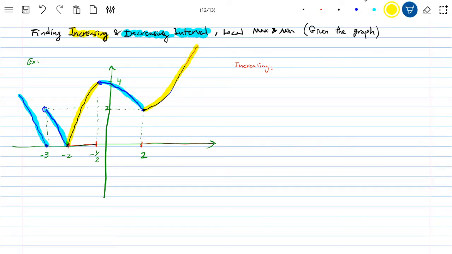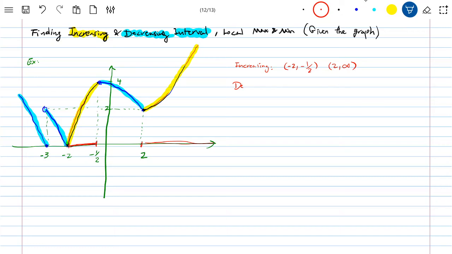Okay. So what is the increasing interval? The increasing interval would be the corresponding x values. So the x values from -2 to -1/2. If you look at this section from -2 to -1/2, if the x is in between there, then the y value is increasing. And on the other side, if it's from 2 to positive infinity, then the y value is increasing as well.